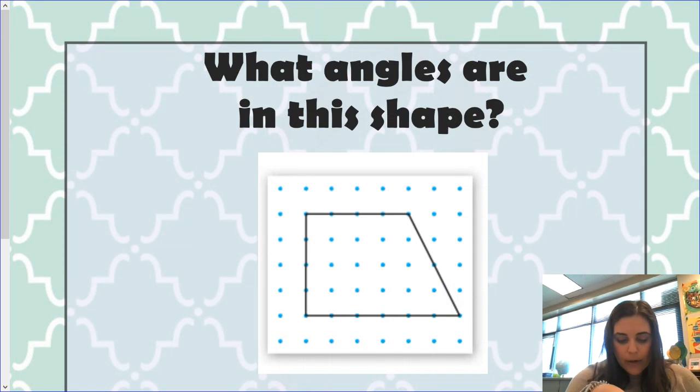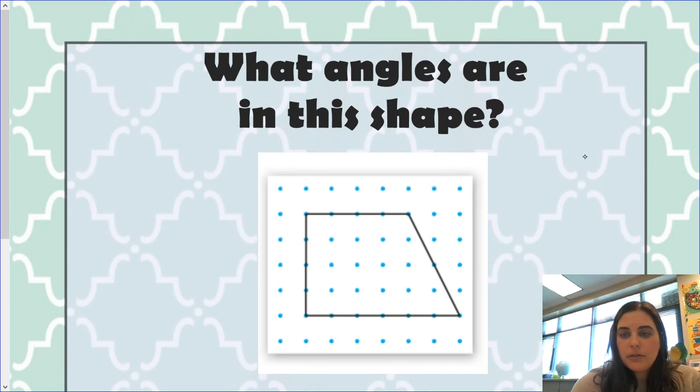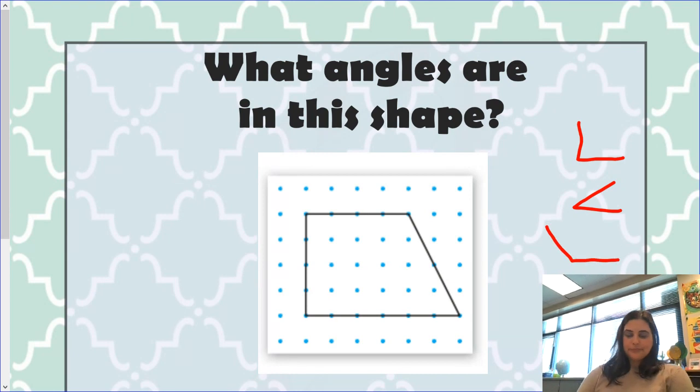Now we're looking in your book, on page 703. You can see this paper with the blue dots, and here's a shape. This is a closed shape because all of the endpoints are starting and meeting in the same place. Think to yourself, what types of angles do you see here? I'm going to remind you, we have right angles, acute angles, and obtuse. Do you see any of those in this shape? Take a moment and look.